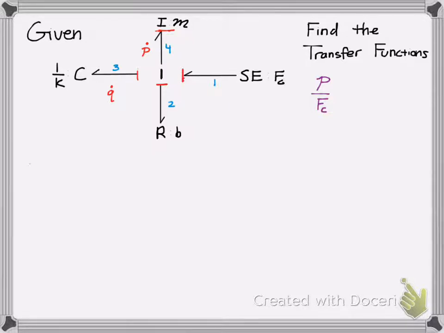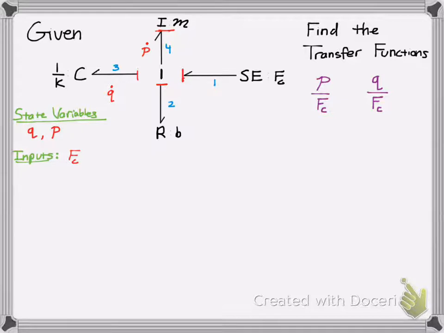In this case, our source of effort is F of C, and we have two state variables here, which are P and Q, that are on I and C respectively. And so our state variables, like I said, are Q and P, and our input, our source of effort, is our F of C.